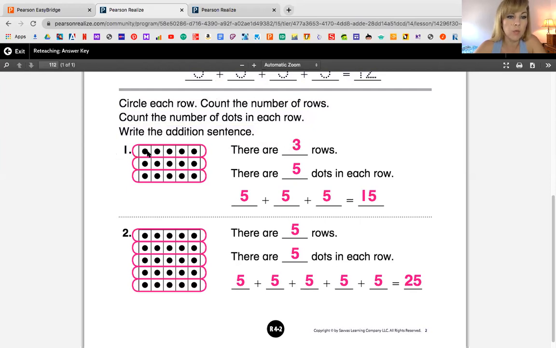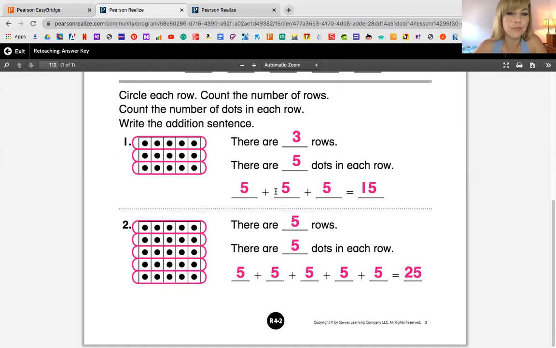Okay, so this row has 1, 2, 3, 4, 5. And to make this an array, each of the rows should have the same number. So there's 5 in the first row, 5 in the second row, and 5 in the third row. There are 5 dots in each row. So I'm adding 5 three times. So 5 plus 5 plus 5 equals 15. Multiplication, 3 times 5 equals 15. And remember, if you don't know multiplication, do not worry about it. I'm just adding this extra detail for my friends that do know that extra step, okay?